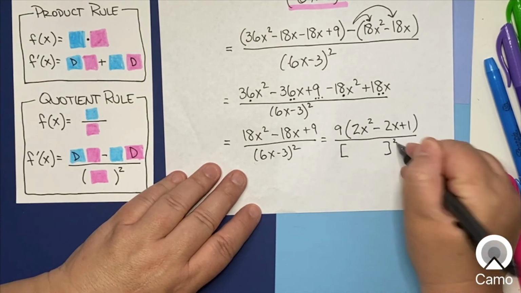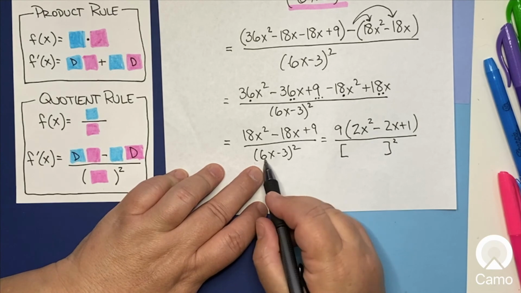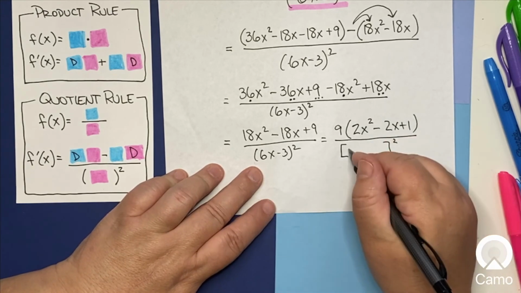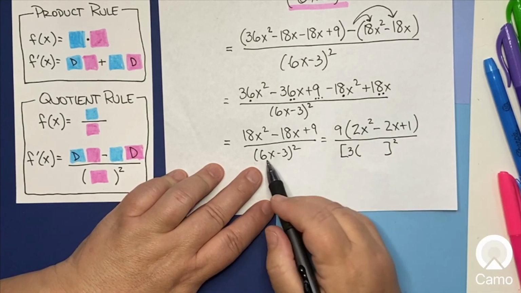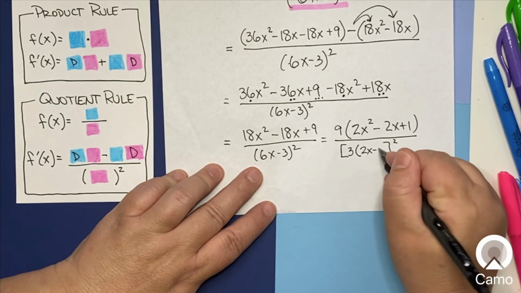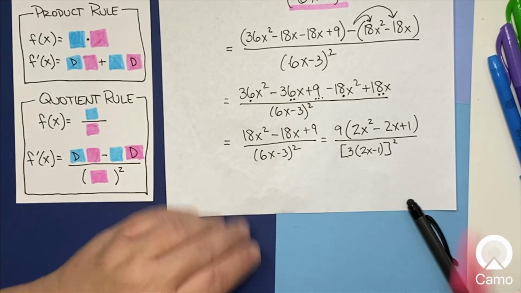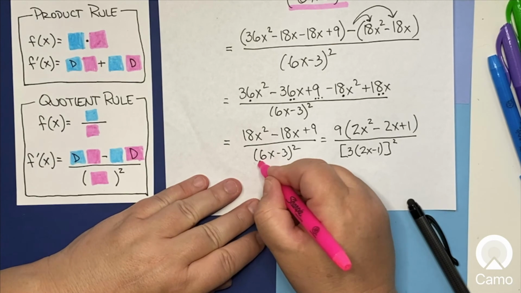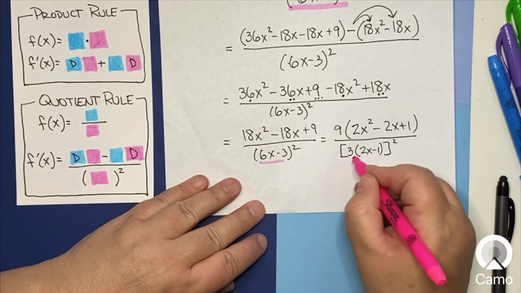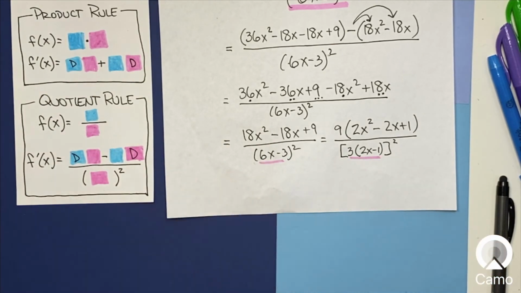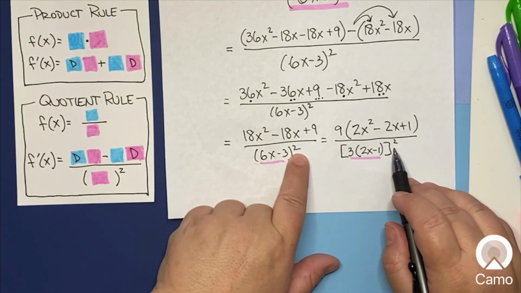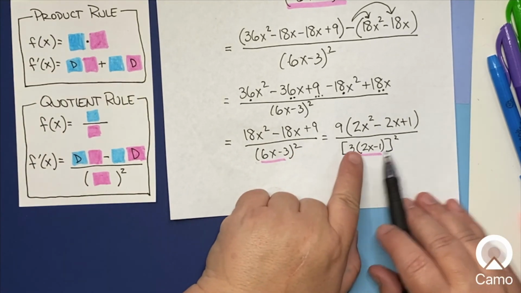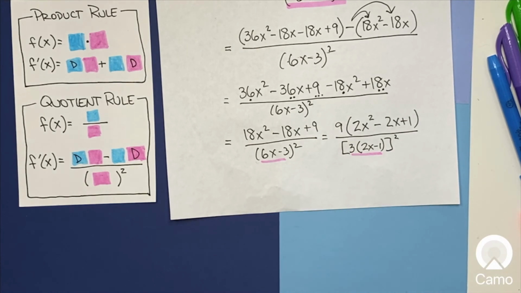So here's my squared. And inside I've got 6x minus 3. So that's 3 times the quantity 2x minus 1. What do you think about 6x minus 3 being 3 times the quantity 2x minus 1? And they're both inside the square. So I haven't done anything. I've just split the 3 out. Kind of, sort of.